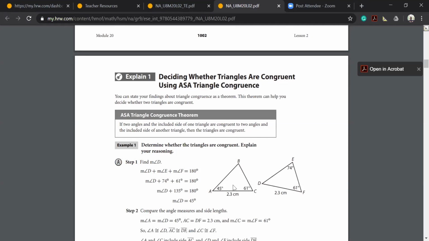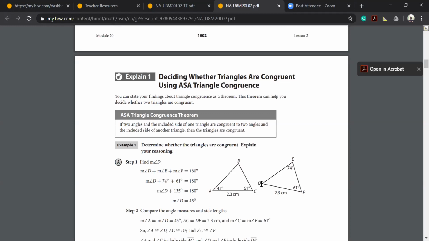Okay, I have this. This is 45, this is 61, and this is 2.3 centimeters. It's very obvious in triangle ABC that the side AC is included between angle A and angle C, right? Let's go to the other triangle. First of all, 61 is equal to 61. Very good. The 74 is not here, and the side DF is not included between the two angles. So can I use the ASA theorem? For now, no, I can't use it. What should I do? If this angle was known, then this side would be included between these two angles, right?